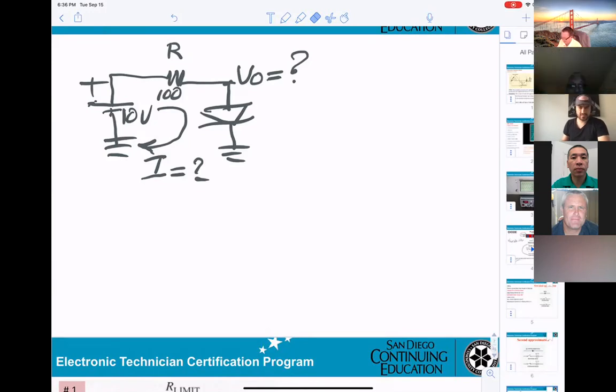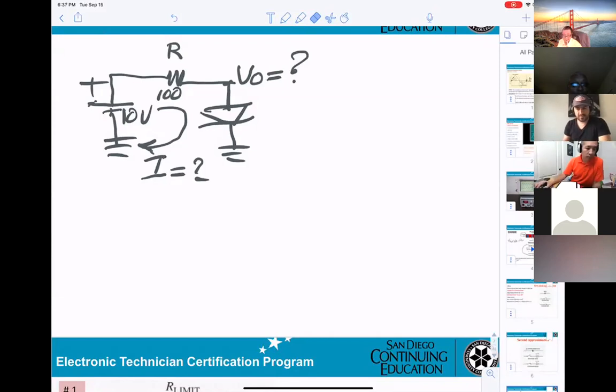Hey, Mr. Pham, can I ask a question? Yeah. If you go around, for instance, the top of the battery is plus. So then the resistor would be plus minus, and then the diode would be plus minus. So that means the diode is forward biased, right? Yeah, if they are on, it means forward bias. Right. So then that would be 0.7 right there. Right.